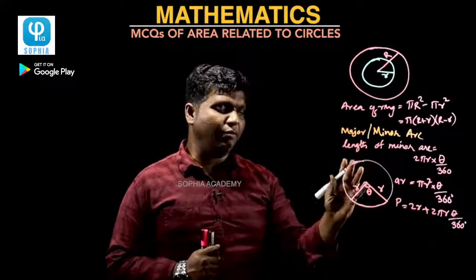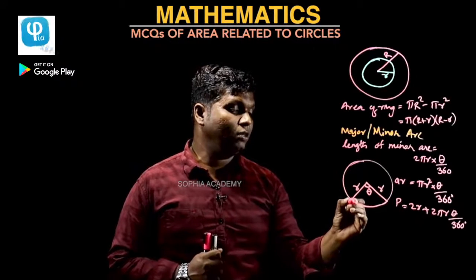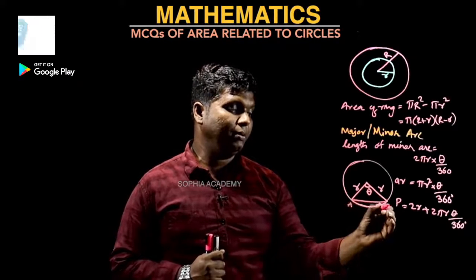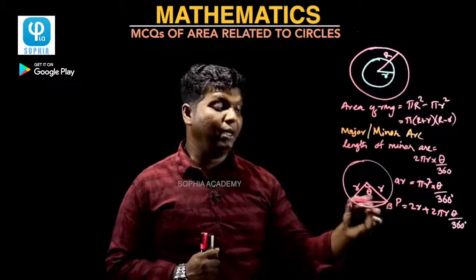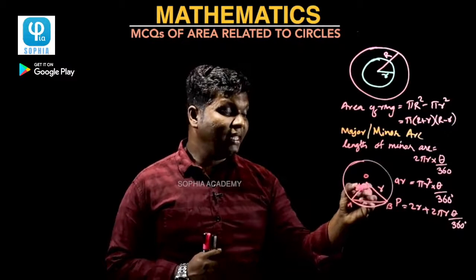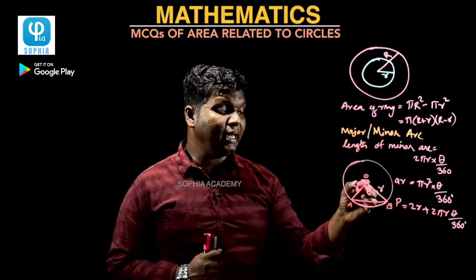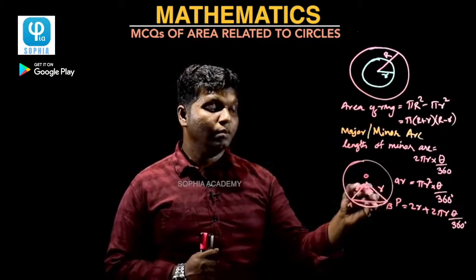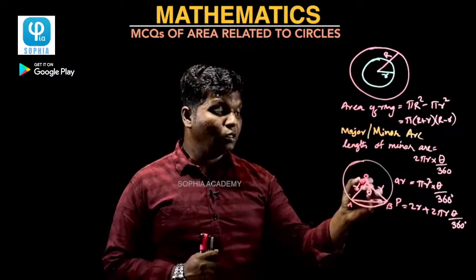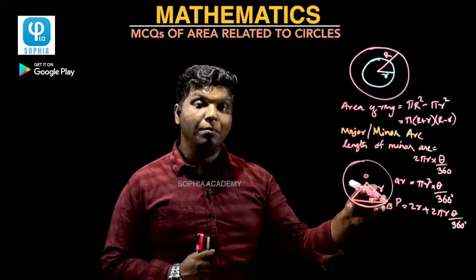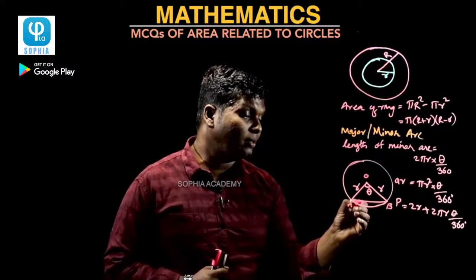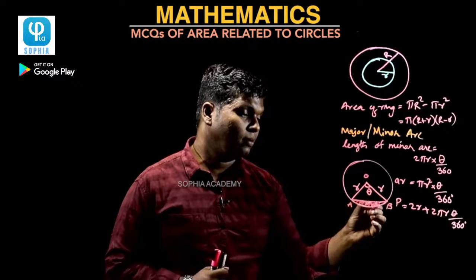Now the next one is segment. Segment means, in the same figure I will show you where the segment comes. If you are drawing a chord like this, I'm taking it as AB, and take the center as O. So here you can see there is a triangle also. The area between the two radii and the arc is what we call the sector. Segment means this will be the area, this part.